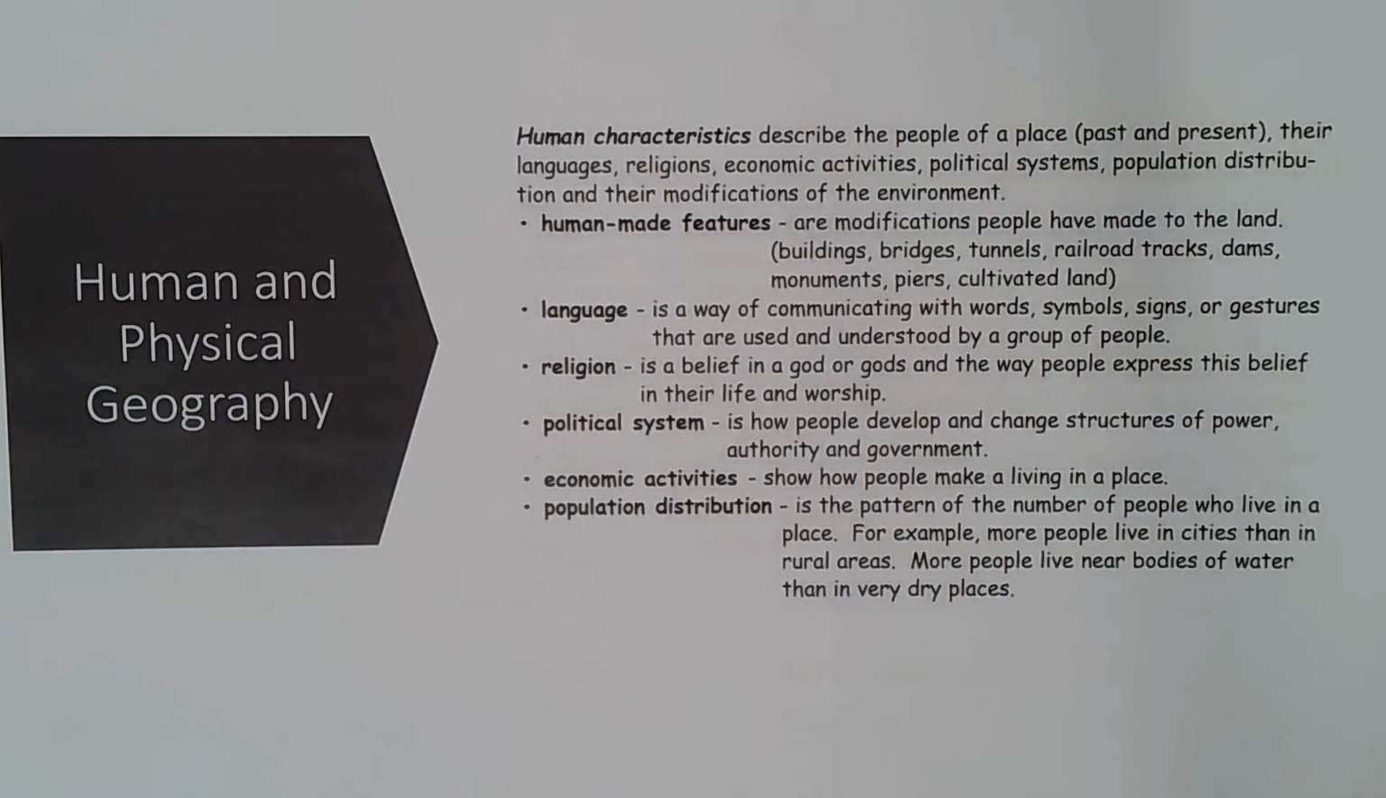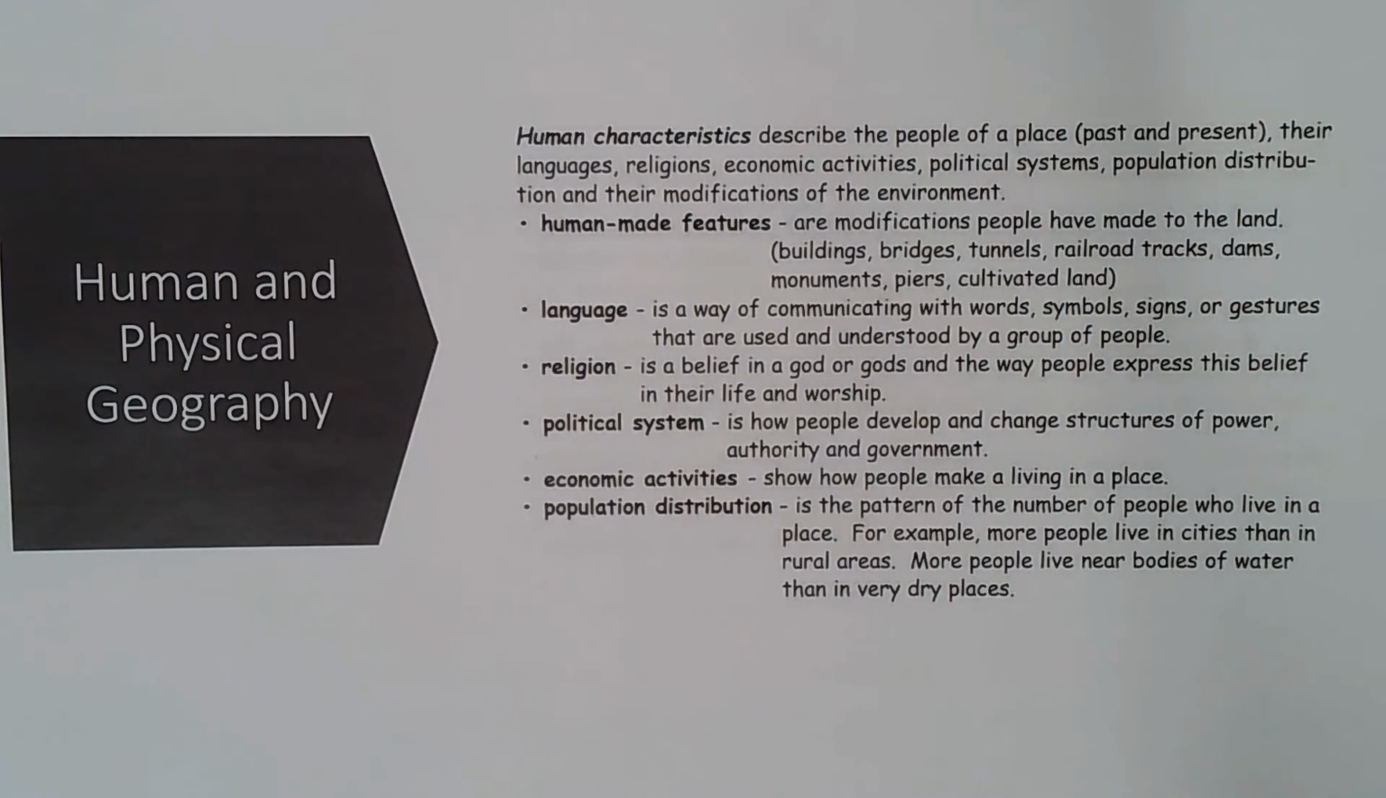Okay, so a river would be physical geography because humans do not change rivers. But humans do change things like buildings, bridges, tunnels, tracks, making dams, and changing the land. So anything a human has made within the city, that is an example of human geography. Language is another example of human geography or human characteristic, as it is the way of communicating with words, symbols, signs, or gestures that are used and understood by a group of people. So that is not physical geography, it has nothing to do with the land, it is to do with the human, it's to do with the people of that area.